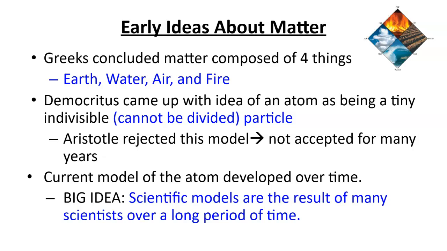One of the great thinkers of the time, Democritus, had an idea that the atom was like a tiny indivisible particle. But this idea was kind of put to the side when Aristotle rejected the model, and it was not accepted for many years. But in fact, when we get to Dalton, we'll start to see that this model that was based on the scientific method was pretty similar to Democritus's idea.